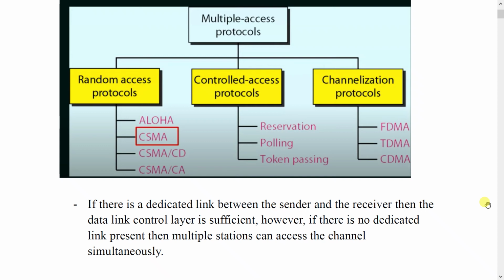For example, Aloha, carrier sense multiple access, collision detection, collision avoidance, all these techniques are used in Wi-Fi networks and Ethernet networks. Controlled access protocols are used mainly in wired Ethernet. Channelization protocols are mainly used in cellular and mobile networks. Your mobile phone is using them when it's connected to 4G or 5G or 3G.